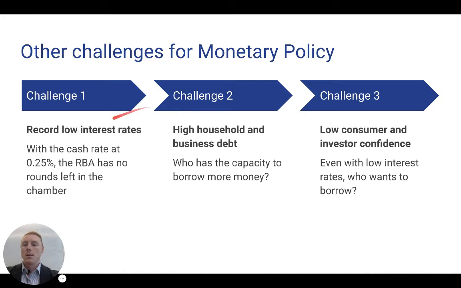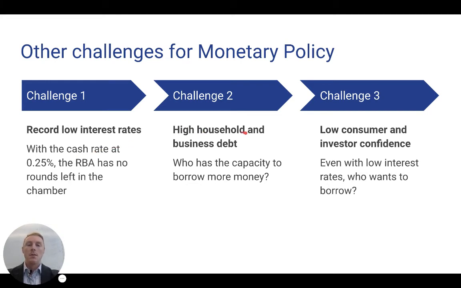For monetary policy, at the moment, this could include that we are at record low interest rates. With the cash rate at 0.25%, the RBA has no rounds left in the chamber. They're out of ammunition. There isn't room for further cuts to the cash rate, even if they wanted to.